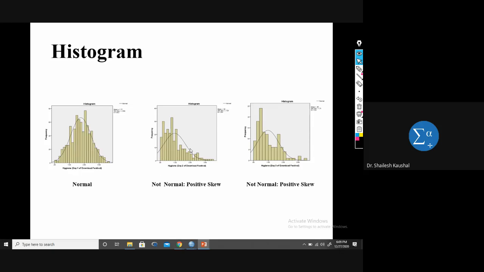Now the second case, here there is maximum concentration of the observations on the left hand side. So it is not normally distributed, it is positively skewed. Our distribution is skewed on the left hand side. And another data you can see, it is positive skewness, because maximum observations are on the left hand side.